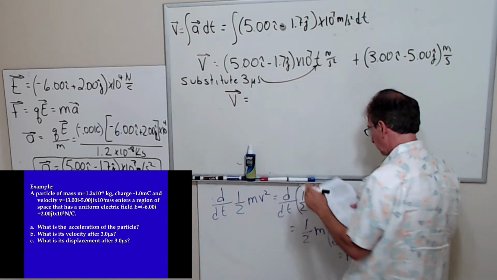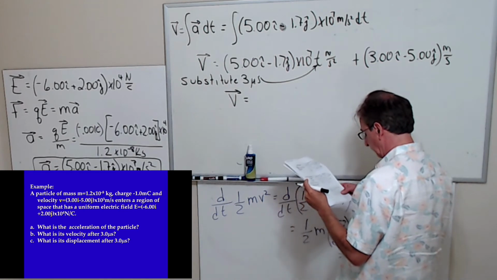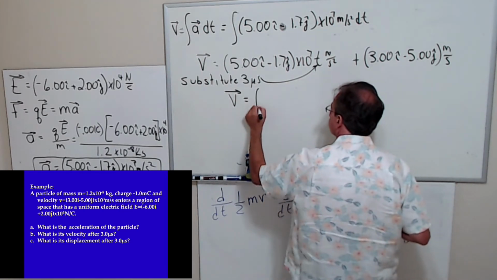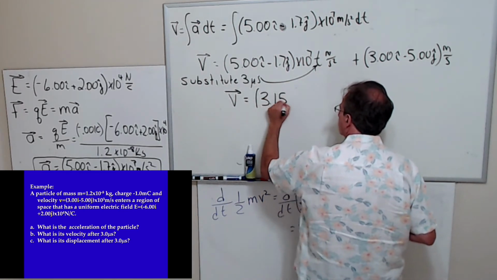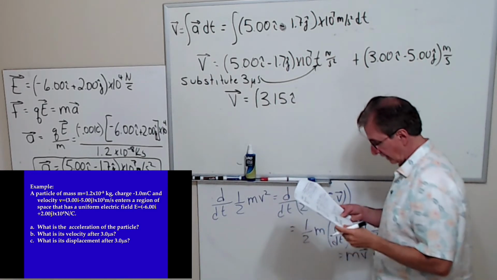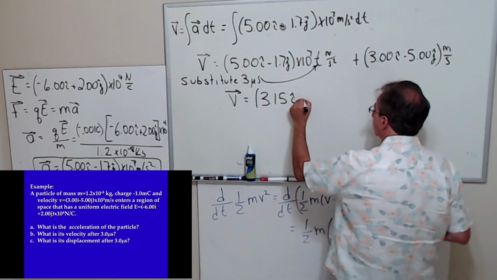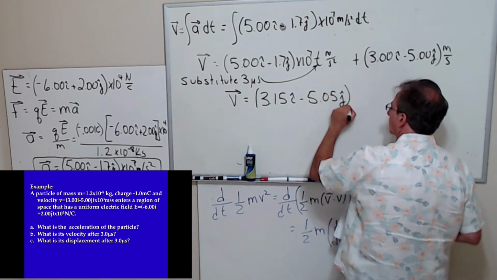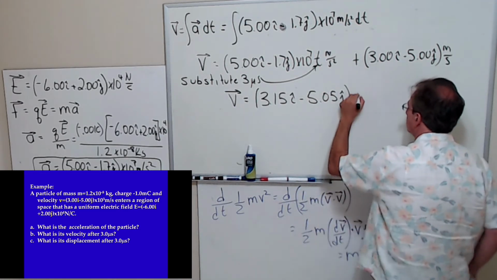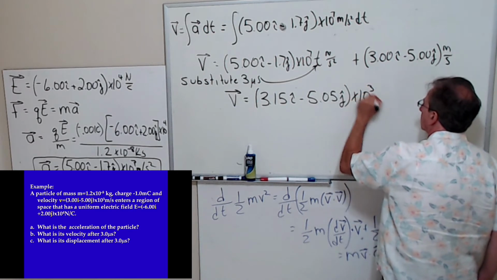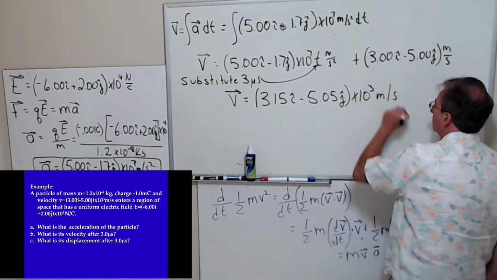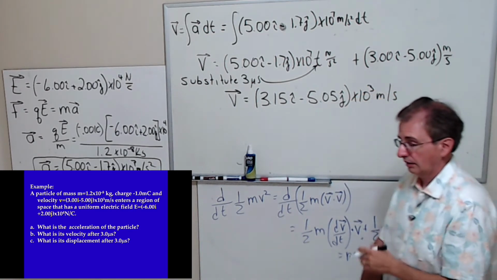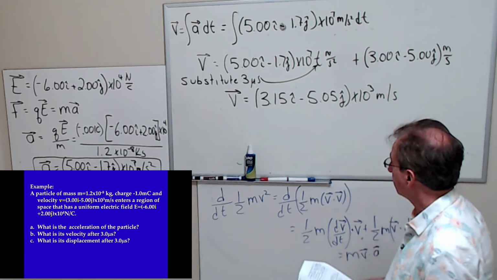When you do all the math, you're going to get v equals 3.15 i hat minus 5.05 j hat, times 10 to the third meters per second. Okay, any questions?